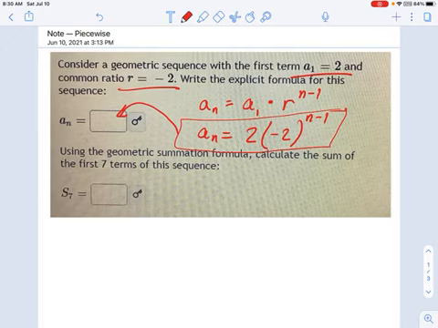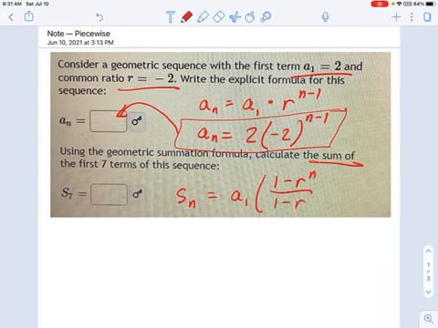Now we're going to keep using the same sequence, but we're going to add up the first 7 terms of the sequence. This is a sum. When you see the word sum or adding terms, we have to use this formula, Sn equals A1 times 1 minus R to the n over 1 minus R. I say you have to use this formula. That's not actually quite true. You don't need to use this formula. It's there as a matter of convenience.